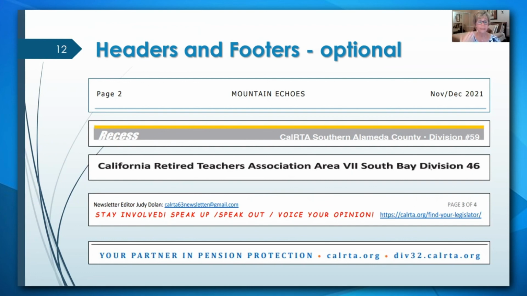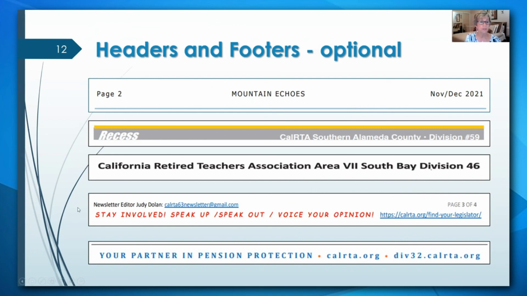So they're nice additions. Now, as you can see from this top example, a header can be pretty basic. It can include the page number. It can include, in this case, the name of the newsletter. And over here, the date of the edition. This would be November, December 2021. These can be customizable. You can put anything that you want in a header or a footer.